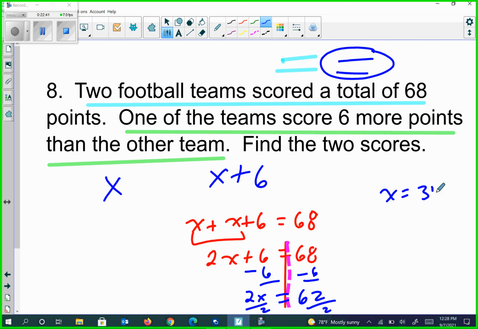So let me write this. We subtracted 6 from both sides first, and that would give me 2x equals 62. And then I have to divide by 2 because 2 and x are being held together by multiplication. Question? I did it a different way. Same answer? Cool.